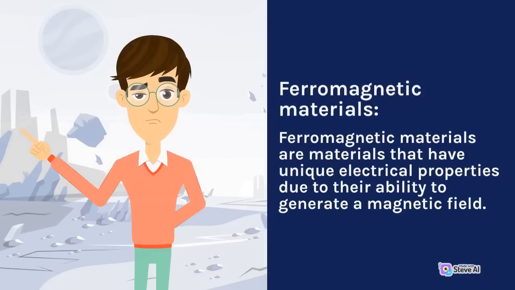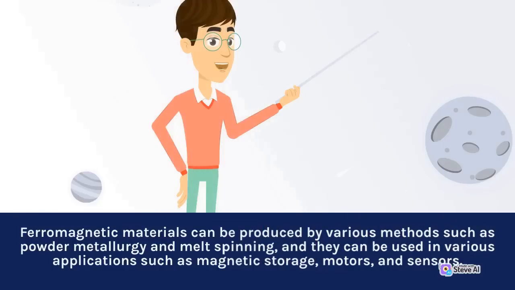Ferromagnetic materials. Ferromagnetic materials are materials that have unique electrical properties due to their ability to generate a magnetic field. Ferromagnetic materials can be produced by various methods such as powder metallurgy and melt spinning, and they can be used in various applications such as magnetic storage, motors, and sensors.